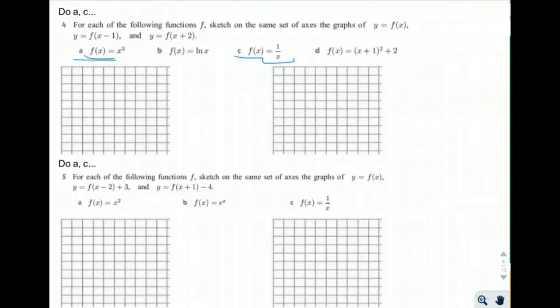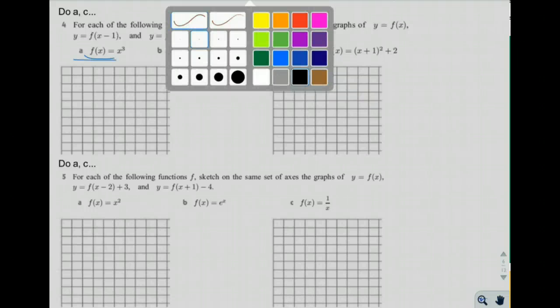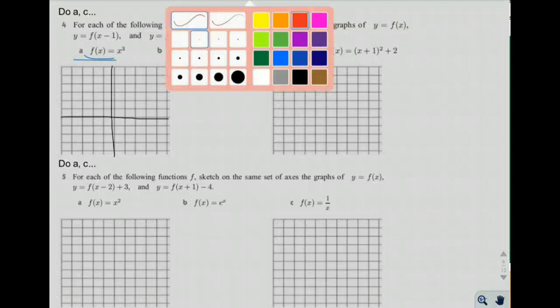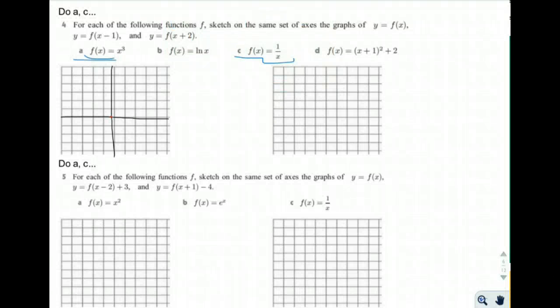x cubed, when you graph it, you can try a few points here. Like for example 0, 1, negative 1, 2, and you can see what happens to these points. It ends up being something like this. Okay, it already goes off the screen there. But x cubed looks kind of like that.